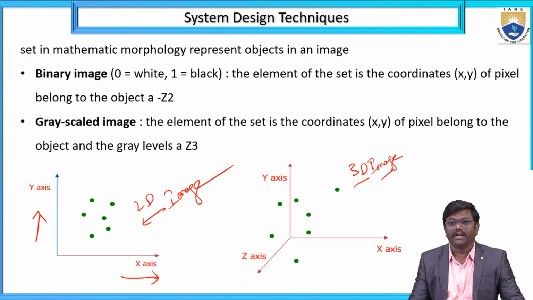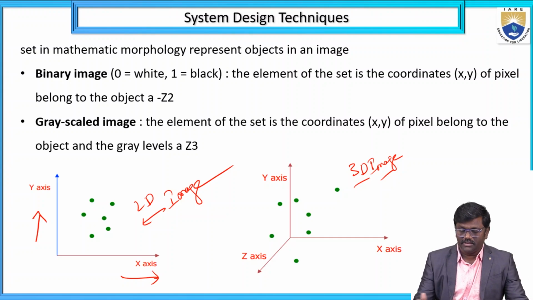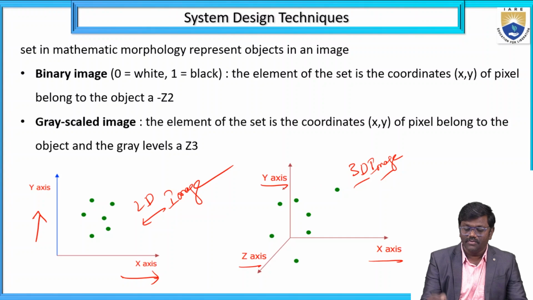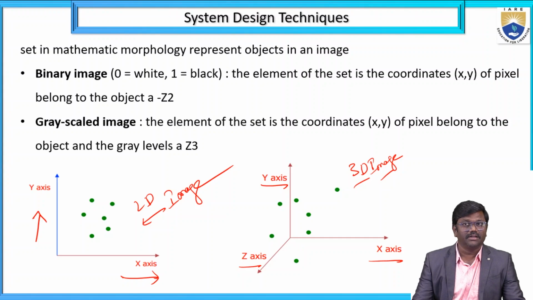So what we understand about the image is that the element of the set is the coordinates x, y of a pixel belonging to the object, and grayscale levels are represented in z, the z-axis, which is the third axis. That covers the x-axis, y-axis and z-axis. So pixels are represented in XYZ coordinates, which we consider for the system design process under system design techniques, using the grayscale image. That is what we have to understand from this simple discussion.